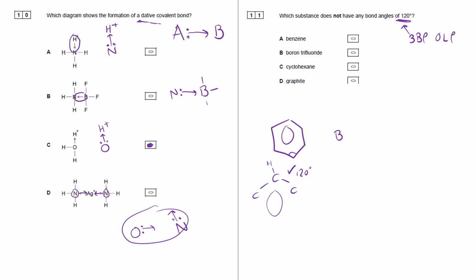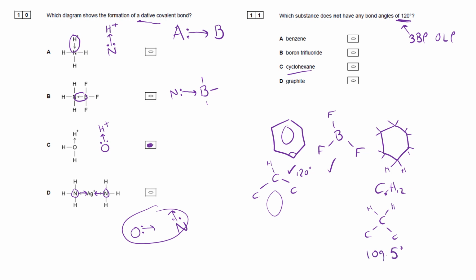Boron trifluoride, boron is in group 3, it's formed 3 bonding pairs, and therefore that would also be 120 degrees. Cyclohexane. Each carbon has got 4 bonding pairs. Just remember, cyclohexane, all single bonds, C6H12. Each carbon is bonded to 2 other carbons and 2 other hydrogens. So in cyclohexane, all of the bond angles would be 109.5 degrees, tetrahedral shaped around each carbon.